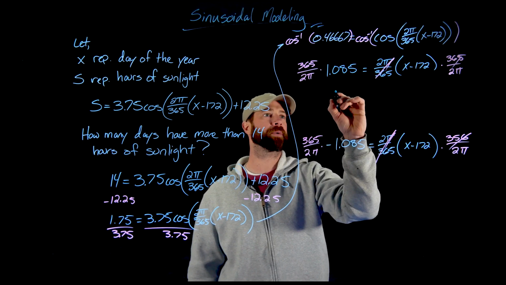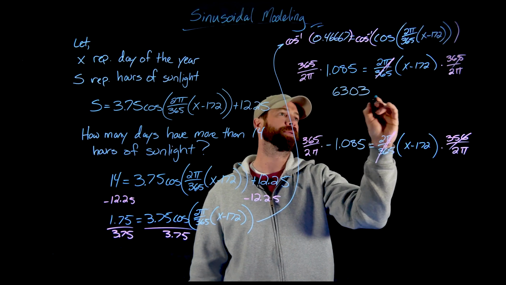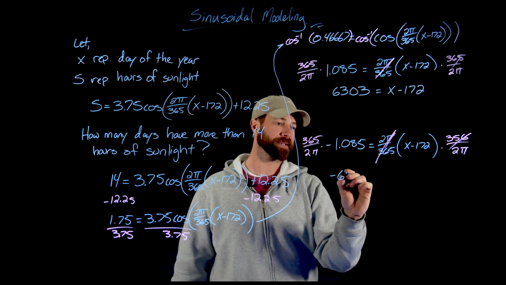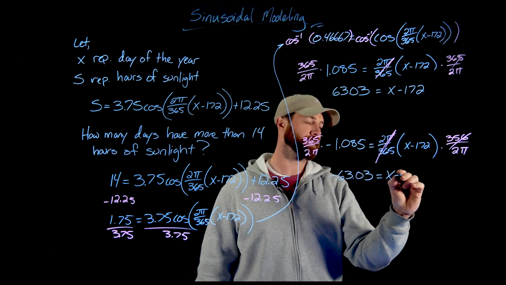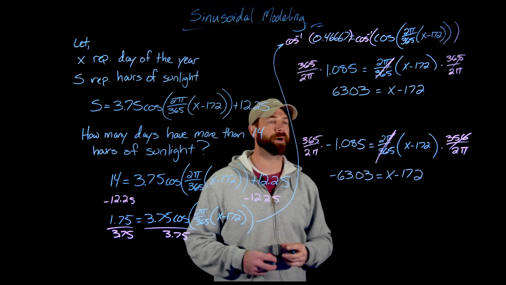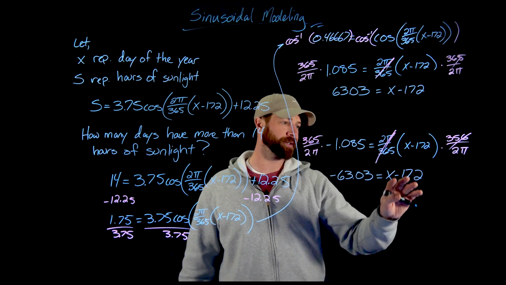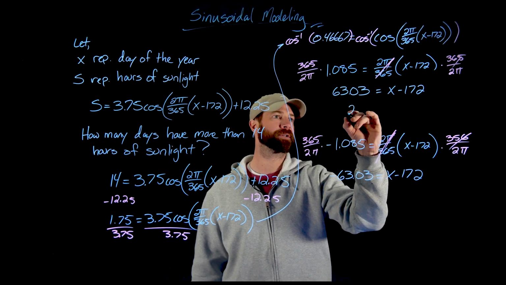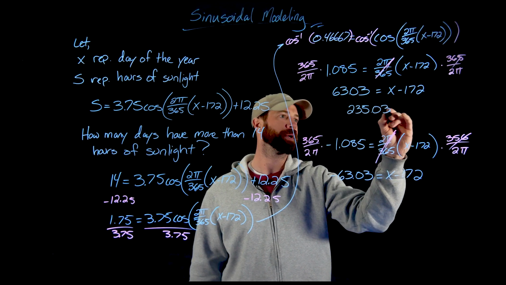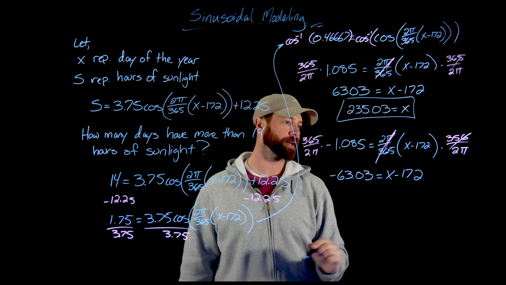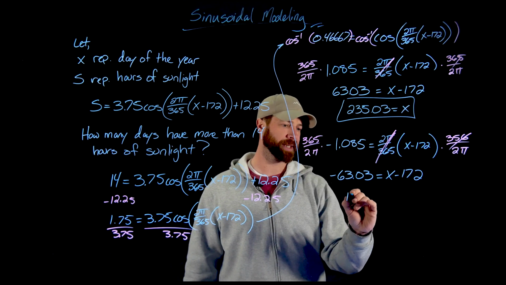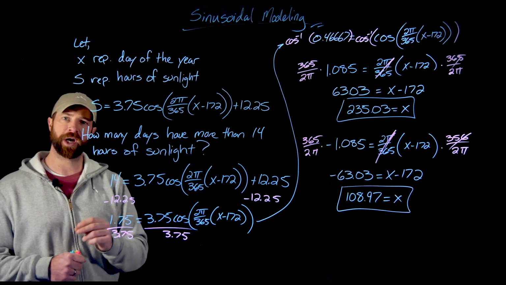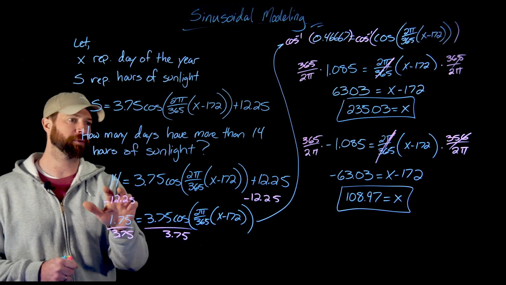So in multiplying that out, what I got is 63.03 equals x minus 172. Down here, I got negative 63.03 equals x minus 172. And that's really all of the tough work. All I need to do now is add 172 to both these equations. When I add 172 to both sides of this, what I get is 235.03 equals x. That's my first solution right there. And when I add 172 into this, what I get is 108.97. So I have successfully solved the equation for the days that have 14 hours of sunlight.